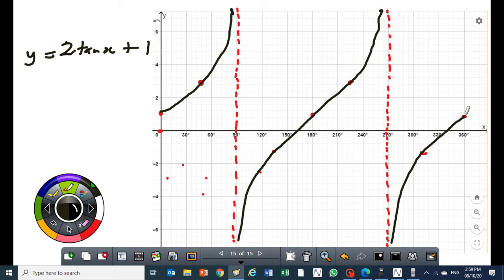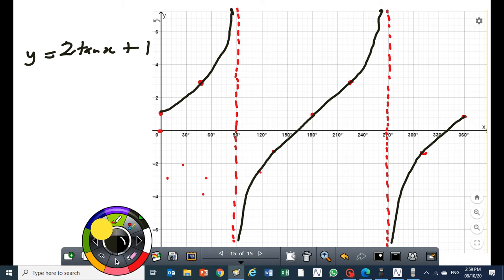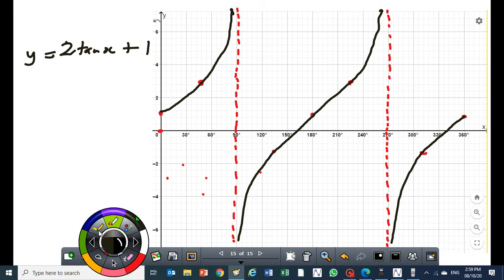Now, from here, we can do some analysis. We can write down the values of x for which the graph is undefined, which will be x equal to 90 and x equal to 270, where the asymptotes are. The graph is undefined where there are asymptotes. There is no y value where there are asymptotes.